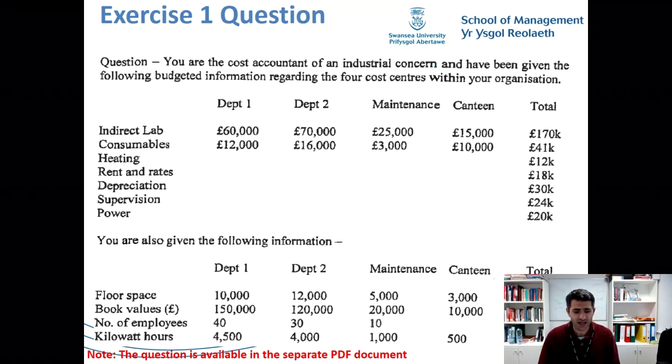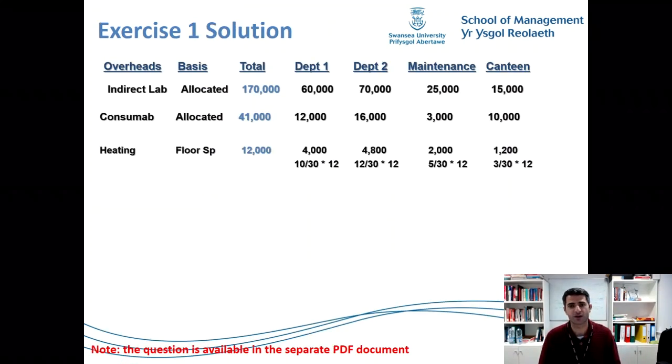What is the department 1 floor space? 10,000. And what is the total overall for floor space? 30,000. So you divide 10,000 by 30,000, then you multiply by the total cost of heating, which is £12,000. If you do this, you find the answer is £4,000 for department 1.